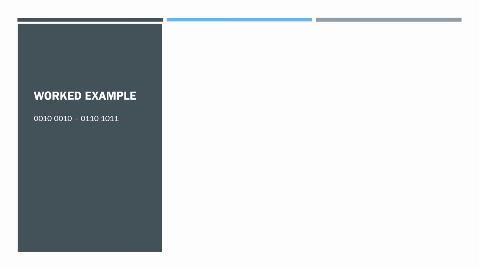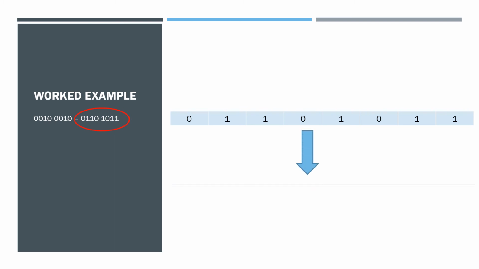So let's look at a worked example. Imagine we had to carry out this binary subtraction. We begin by looking at the second number. Let's write it out. And now we're going to turn that into a minus number, into a negative value. We flip all the bits and we add 1. We've now got a minus number.